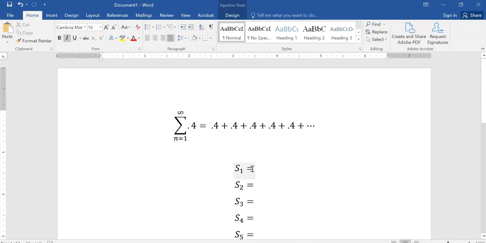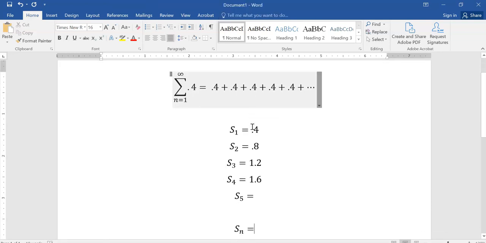So the first partial sum is going to be 0.4. The second partial sum, the first 2 terms, 0.4 plus 0.4 adds to 0.8. The third partial sum, we're just going to take that 0.8 and add another 0.4, so that's 1.2. The fourth partial sum, 1.6. Notice that each time we're just adding 0.4.